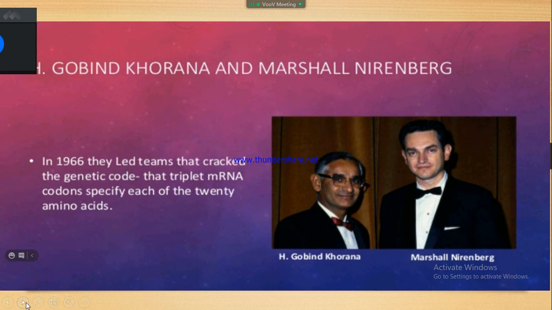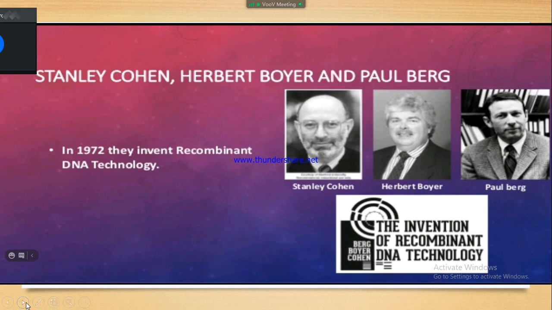Har Gobind Khorana and Marshall Nirenberg, in 1966, led the team that cracked the genetic code. As I also showed, three bases form a codon which codes for a single amino acid. This tells us which codon codes for which amino acid and how these codons combine with each other.